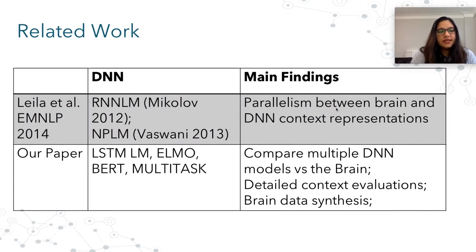In the past, Leila, in her seminal work in EMNLP 2014, showed that there is parallelism between brain activations and the deep neural network context layer representations. We extend her work by comparing multiple deep neural network models with the brain. In addition, we do detailed context evaluations to understand what the context at a given word consists of. Thirdly, we produce brain data from these deep neural network representations.